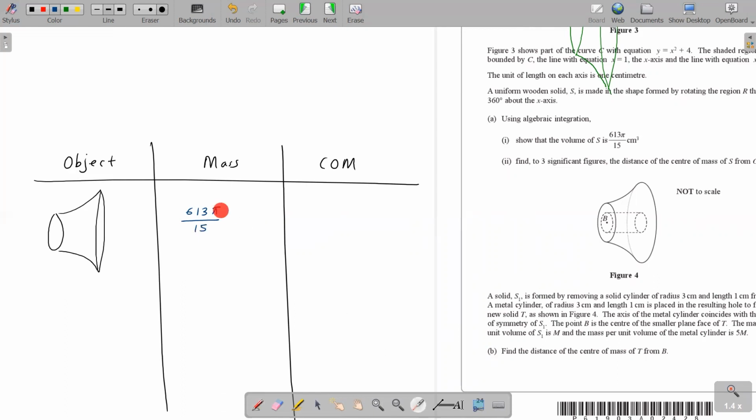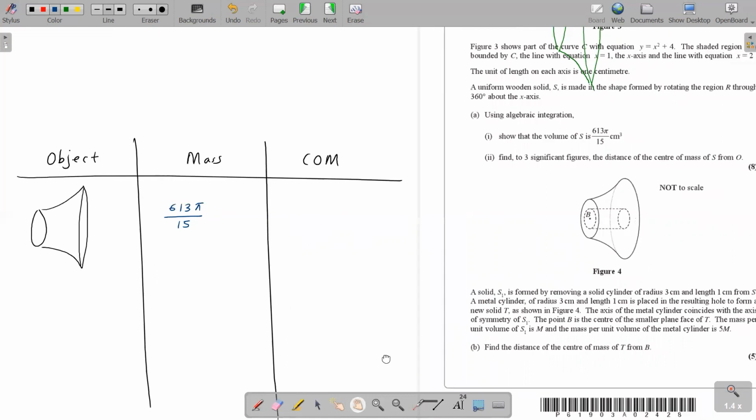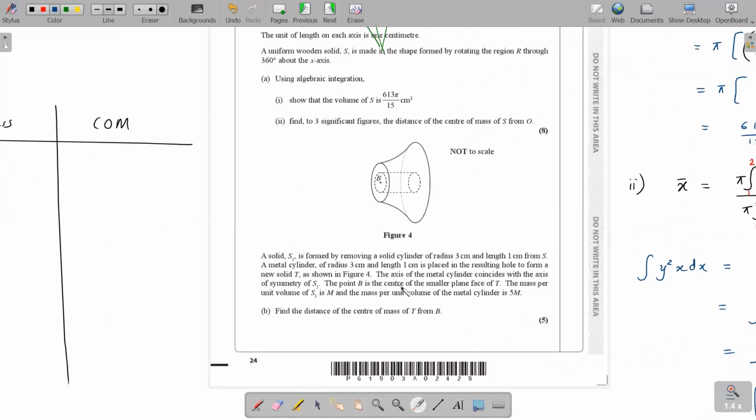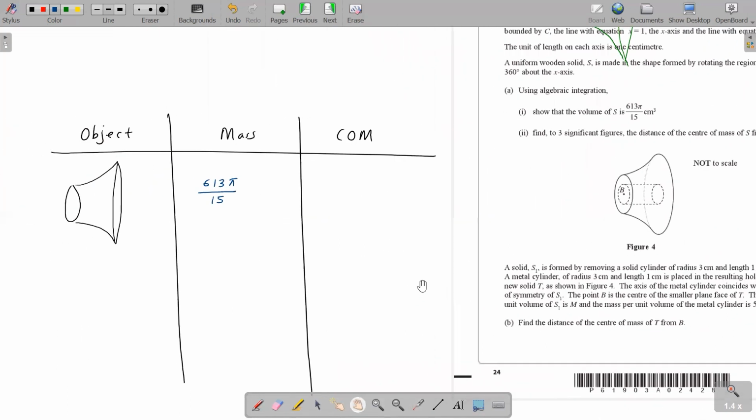And didn't we find the center of mass of solid S as well? Before going to center of mass, the mass is not complete. This is the volume. How do you make it the mass? They have told you the mass per unit volume of S1. Now S1 is made up of the same material as S, right? Because S1 is made when you remove the cylinder from S. So how much is the mass? The mass per unit volume of S1 is M, which means per cubic centimeter it's M units in weight. So I will multiply the volume by M. You multiply the volume by the mass per unit volume and then you get the mass.